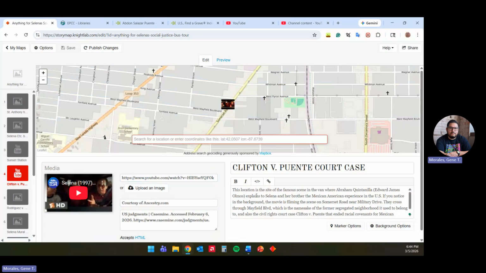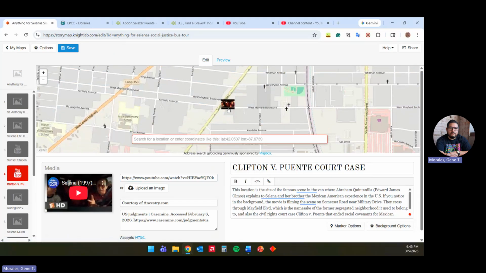And then I put a little bit about this location right here and what the court case really meant, right? It's really, really easy. I found the location just by simply looking at the spaces in the back of this van scene right here, and I was able to indicate that it was on Somerset Road.